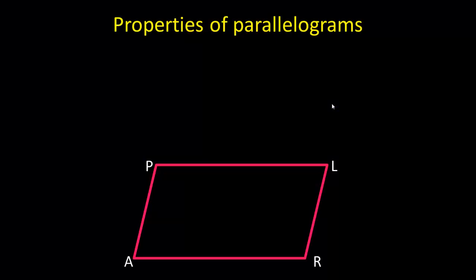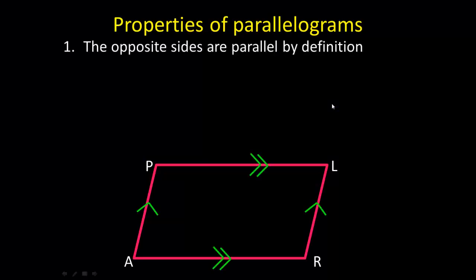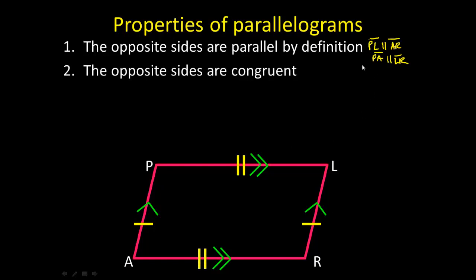So let's look at the properties of a parallelogram first. Opposite sides are parallel by definition. So PL is parallel to AR and PA is parallel to LR. So these opposite sides are always going to be parallel. They're also congruent. So we can say that PA is congruent to LR and PL is congruent to AR.